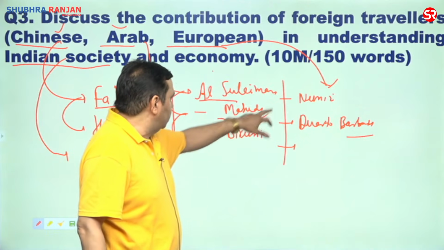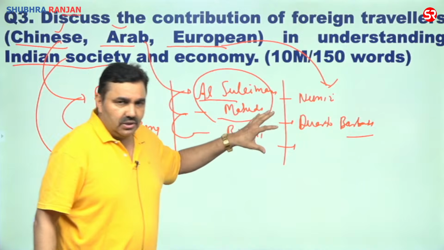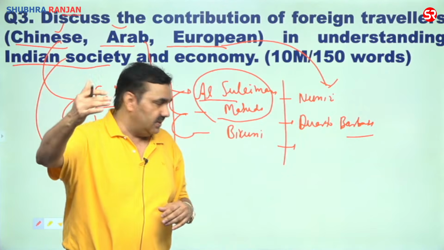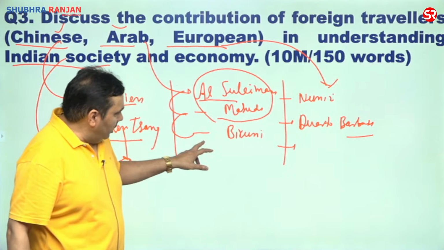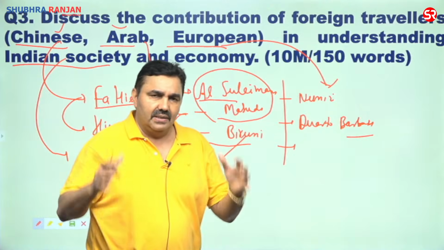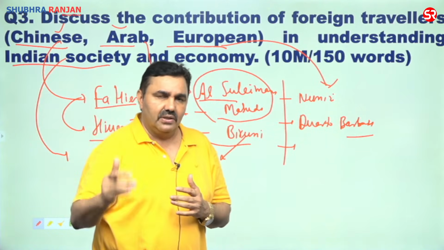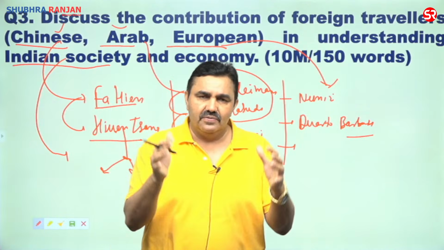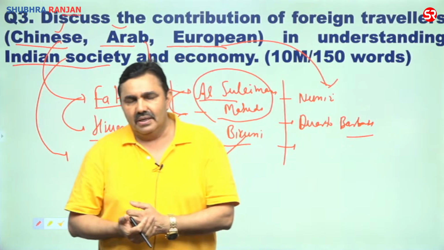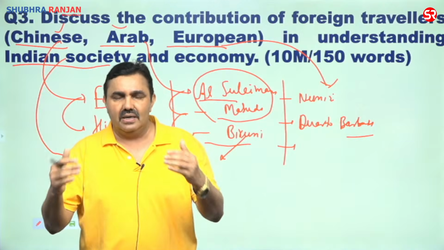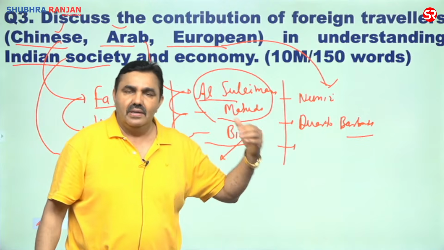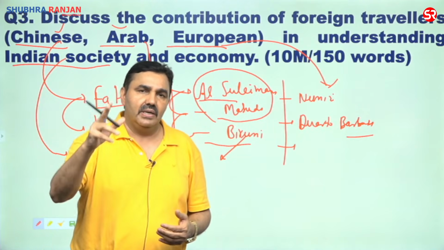Al-Suleiman and Al-Masudi wrote about the kingdoms of the Deccan: Gurjara Pratiharas, Rashtrakutas, Chalukyas. They wrote in detail because they came by the sea route and landed in the Deccan. Al-Biruni wrote about Indian society, Indian knowledge, Indian economy. He said Indians had very advanced knowledge of science and mathematics, but he condemned Indians for their conservative outlook and for the lack of historiography or understanding of history. He said that whenever anything about the past is asked from Indians, they start telling stories. So whenever somebody asks you something, avoid stories, otherwise somebody will criticize you the way Al-Biruni criticized India.